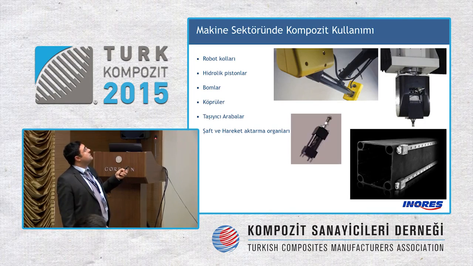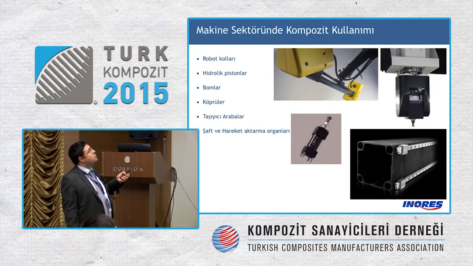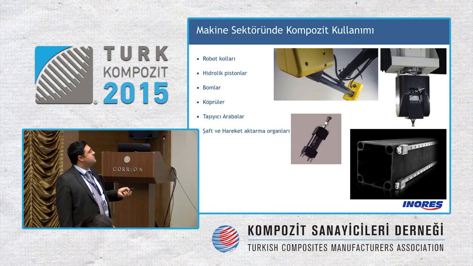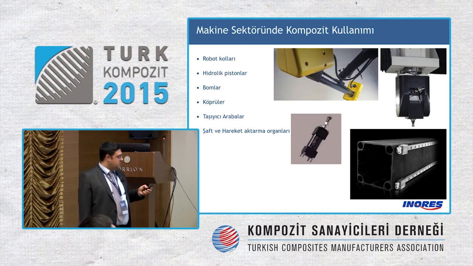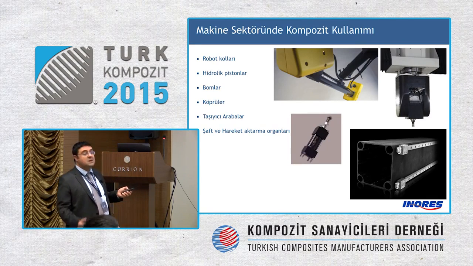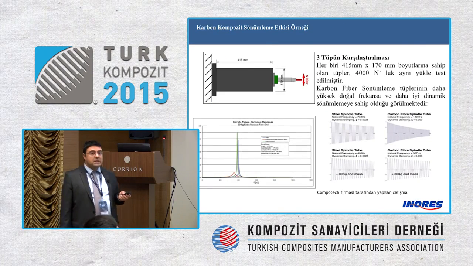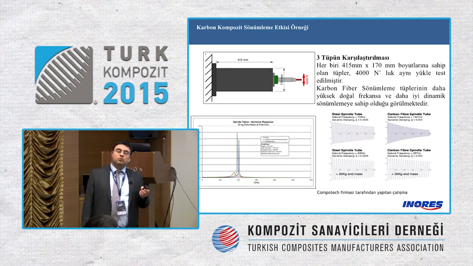In the machinery sector, there are lots of applications. The robot arms, for instance, the robot producers try to achieve lighter products, hydraulic pistons, pumps, and the bridges, the carrier cars, shafts, and movement transmission organs will be the usage areas.